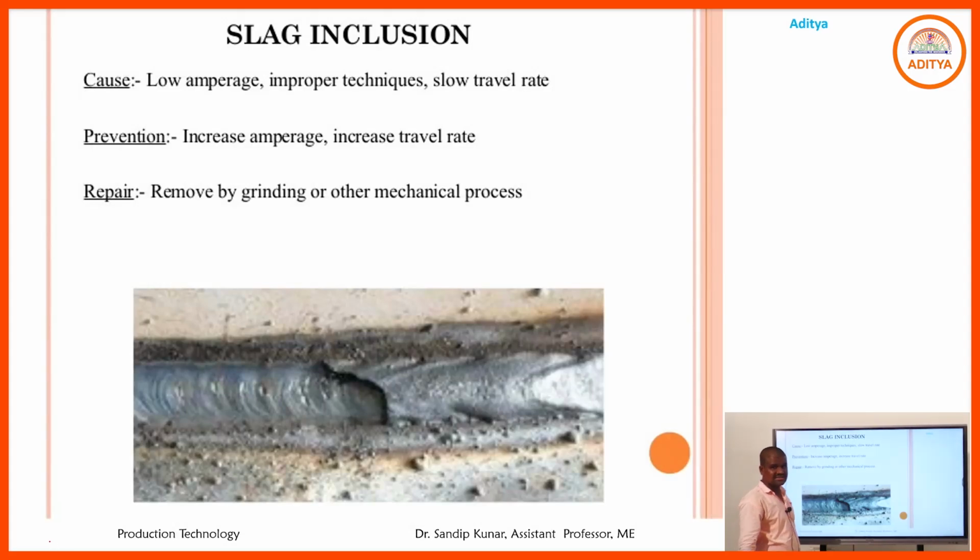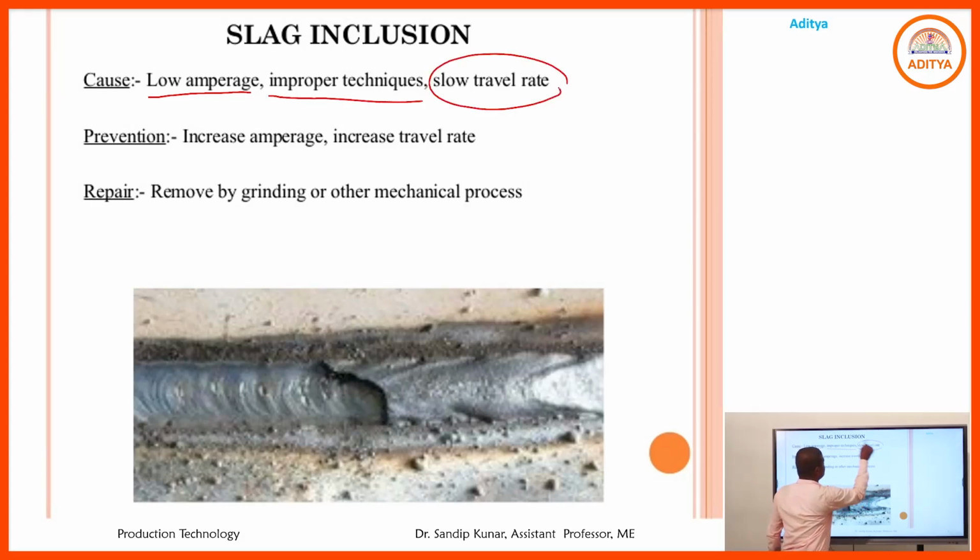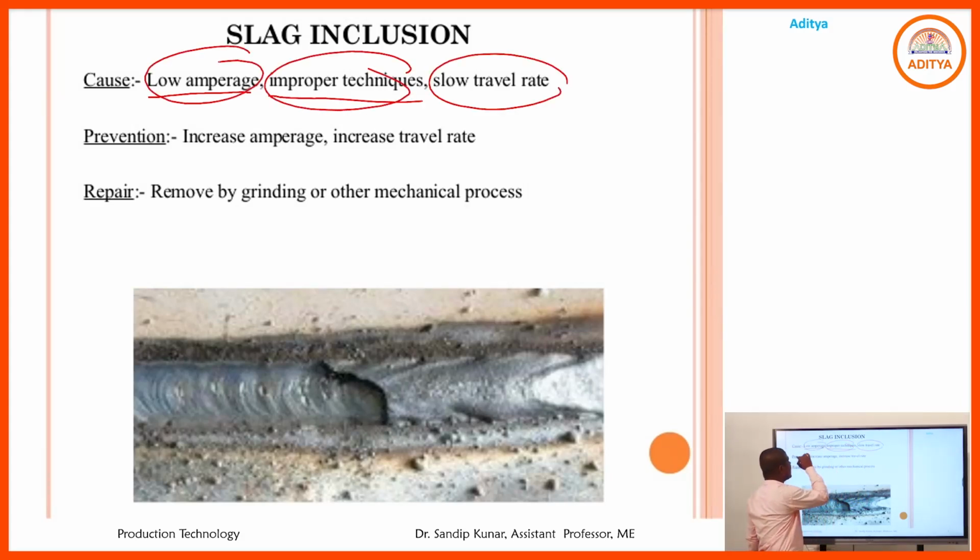Now, first one, slag inclusion. What are the causes? What are the causes due to which slag inclusion occurs? First one, low amperage, meaning low current. Sometimes improper technique, slow travel rate. Due to these things, slag inclusion occurs in the welding phases. So how can we prevent this type of slag inclusion?